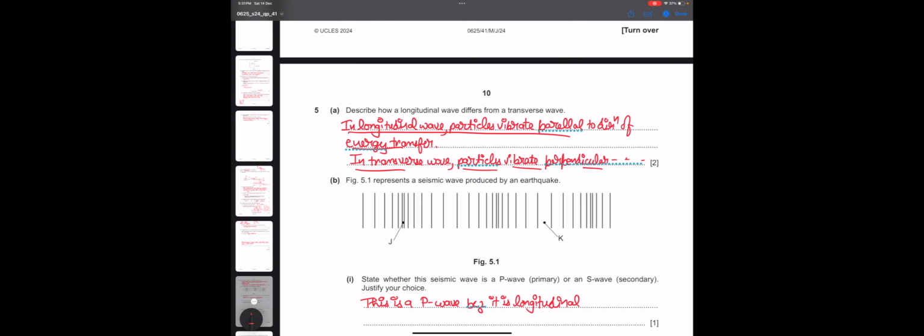Alright. Figure 5.1 represents a seismic wave produced by an earthquake. State whether this seismic wave is primary wave or secondary wave. See, primary wave is longitudinal, seismic P wave is longitudinal, you need to remember this, and seismic S wave is transverse.